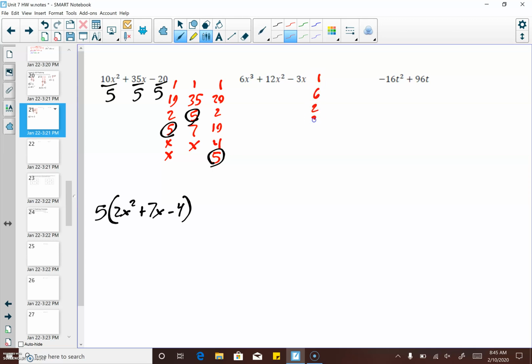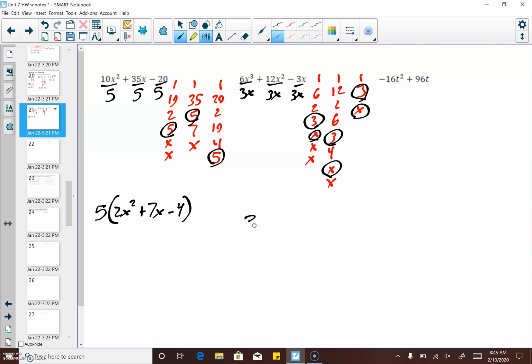1 and 6, 2 and 3, x, x, x. 1 and 12, 2 and 6, 3 and 4, x and x. And then 1 and 3, and then x. So the biggest number I see that they all have in common is going to be a 3. And they also all have 1x in common. So our GCF here is going to be 3x across the board.